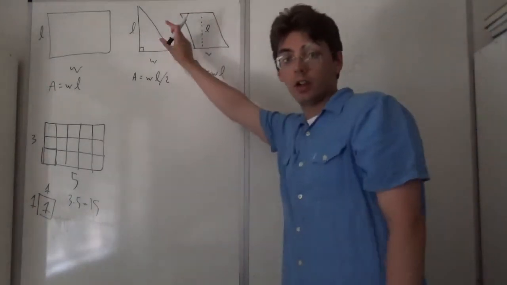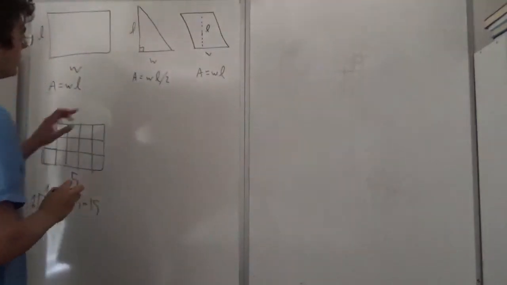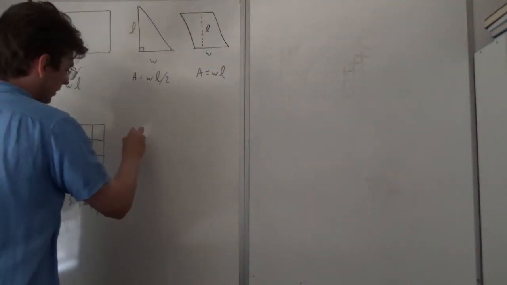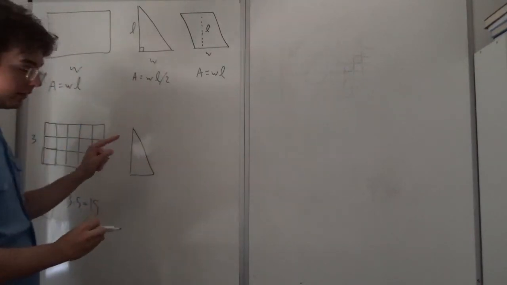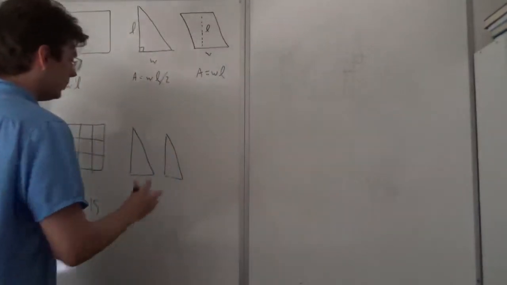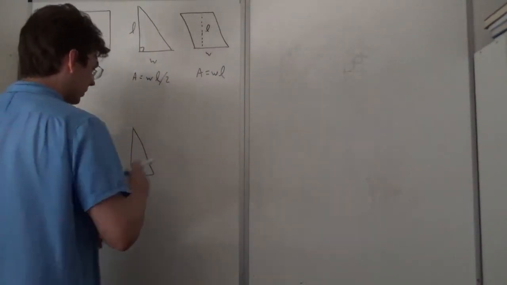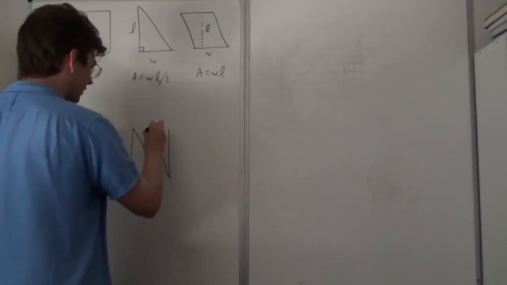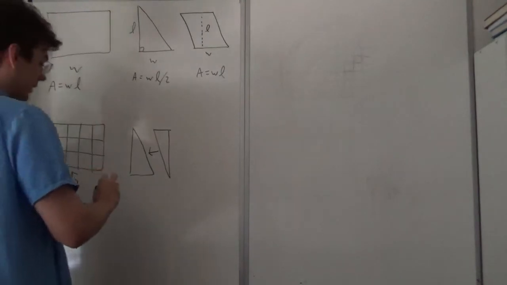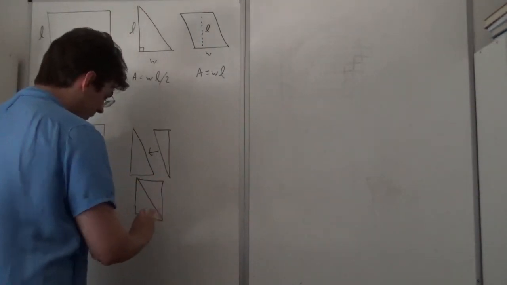Okay, what about triangles? How do we figure out the area of, let's say, this right triangle? Well, the way we did that was, let's take this right triangle, let's make a copy of it, and then we can just spin that around like this, and then place it into there. And we get a nice rectangle out of it like this.